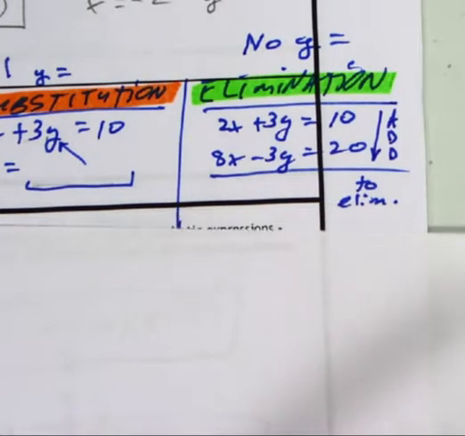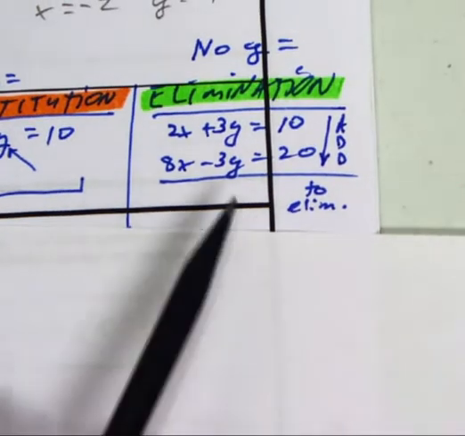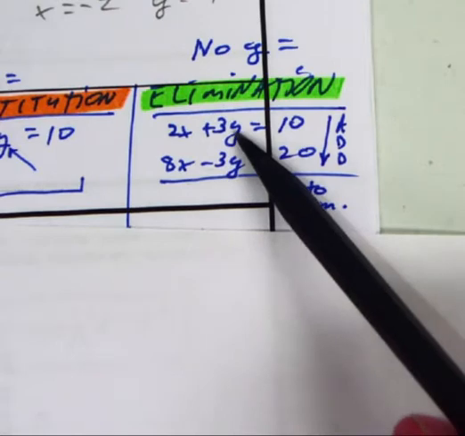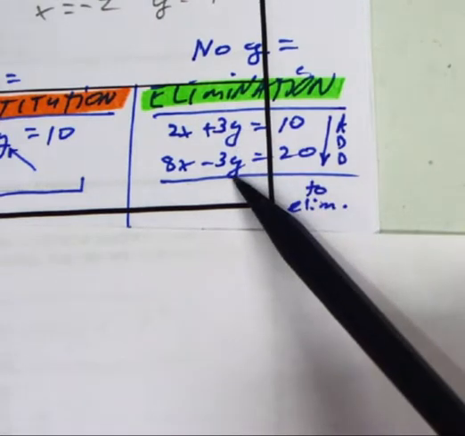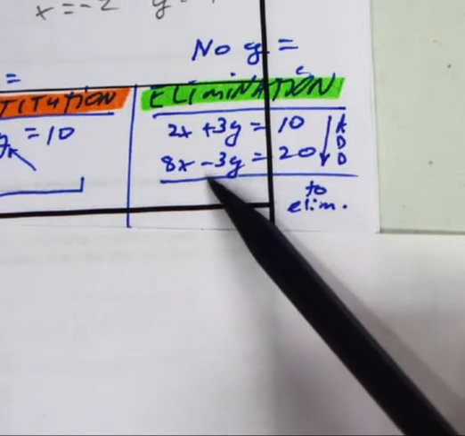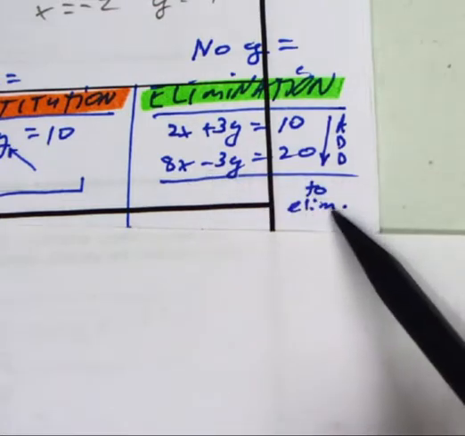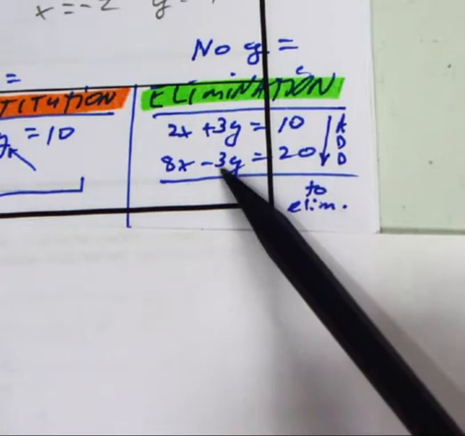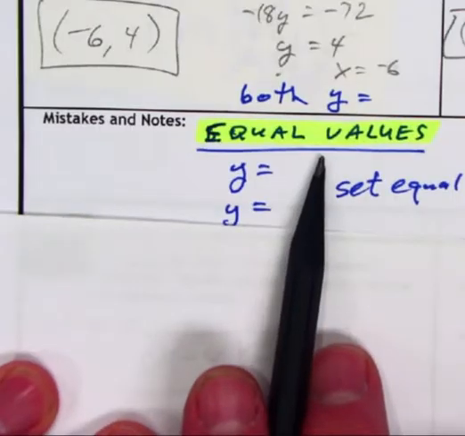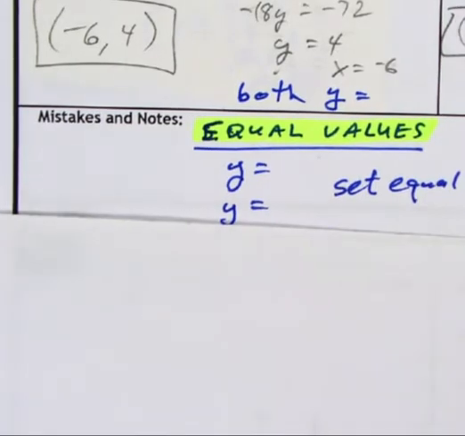And if neither of them are y equals, then you have to do what's called the elimination method, where you're trying to get something like a positive 3y over a negative 3y, because then when you add them going down, those things cancel each other out and eliminate. So it's three kinds: elimination, substitution, or equal values. That's what you're looking for as you start these questions.